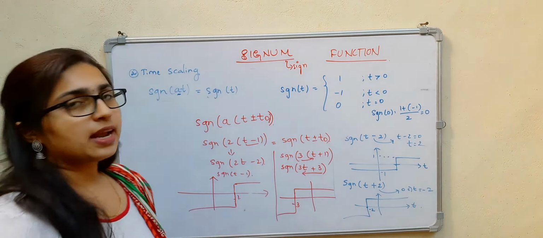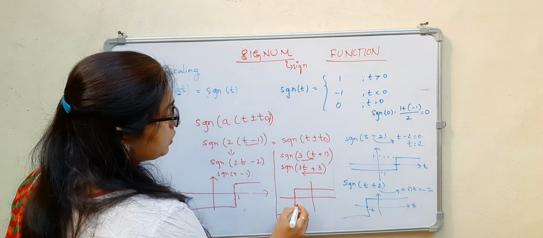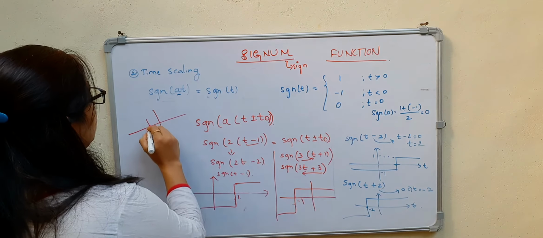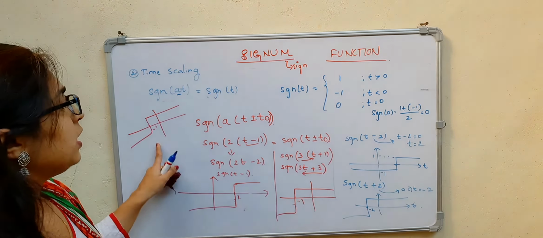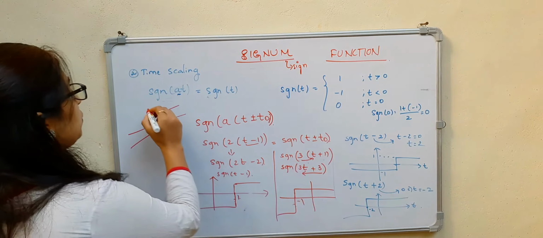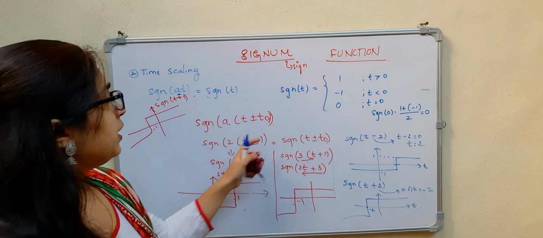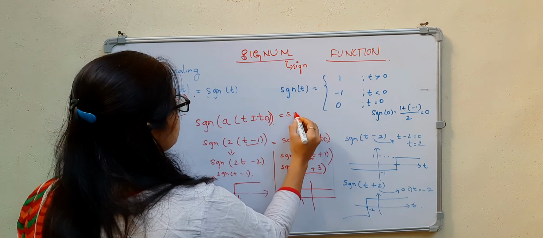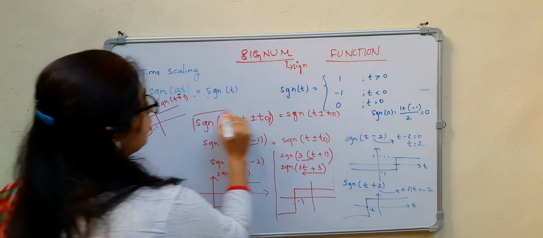Now you have scaling, that is divided by 3. Minus 3 divided by 3, you are going to get minus 1, right? So what is signum of t plus 1? It is shifted by 1 unit towards left, right? So this and this will be equal, right? So signum of 3 of t plus 1 is equal to signum of t plus 1. So remember this. Signum of a of t plus or minus t naught is equal to signum of t plus or minus t naught.